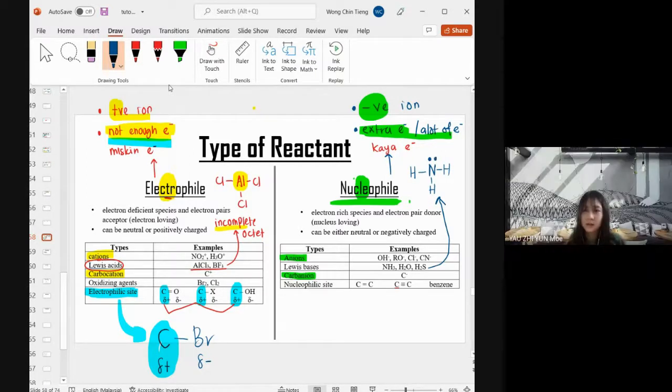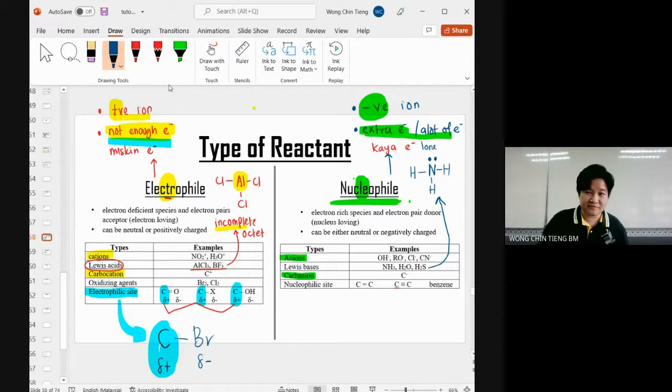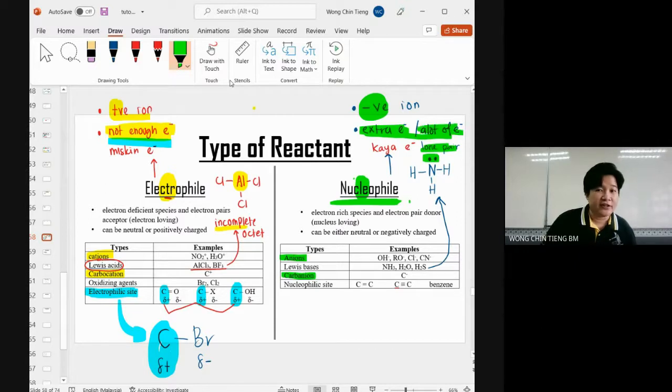Lone pair. Thank you. Why lone pair? Remember what is lone pair? The extra electron that is not involved in the bonding. Elektron yang lebih yang kamu tak guna pun. So that extra electron will cause it to have extra electron, a lot of electron. That's why it's a nucleophile.